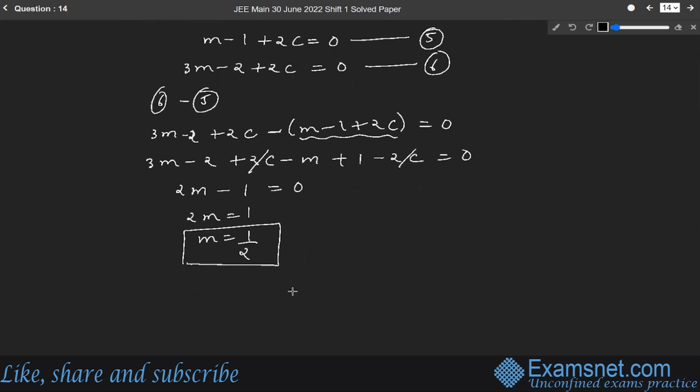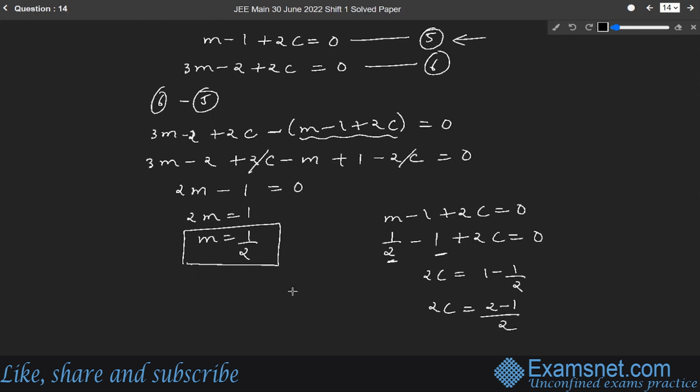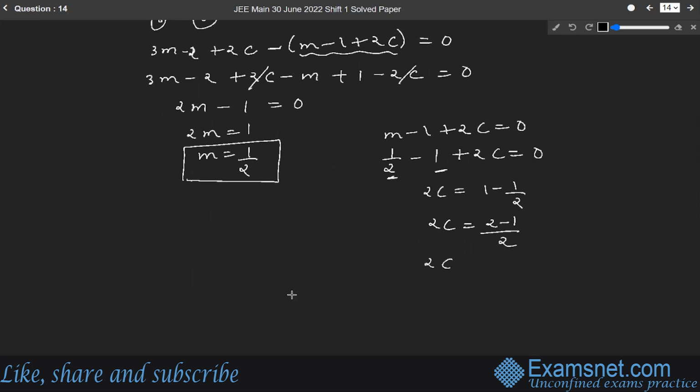Now let us put this value of m in equation number 5. What is equation number 5? m minus 1 plus 2c is equal to 0. If we put the value of m here, we will get the value of c, right? What is m? m is 1 by 2. So 1 by 2 minus 1 plus 2c is equal to 0. Okay. So 2c will be equal to 1 minus 1 by 2, right? When these both values will go to the right hand side, then the signs will be changed. So 2c is equal to 2 minus 1 by 2. After taking the LCM, 2c is equal to 2 minus 1 is 1, 1 by 2. Okay. Then c will be equal to 1 by 2 into 2. This 2 is in multiplication, so it will go to the divide. So c is equal to 1 by 4.